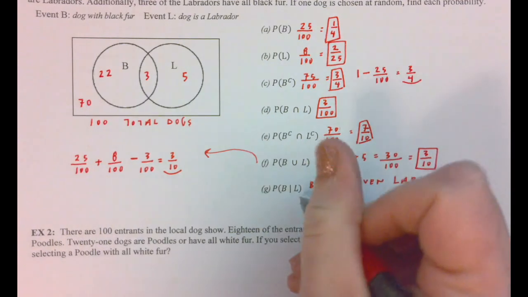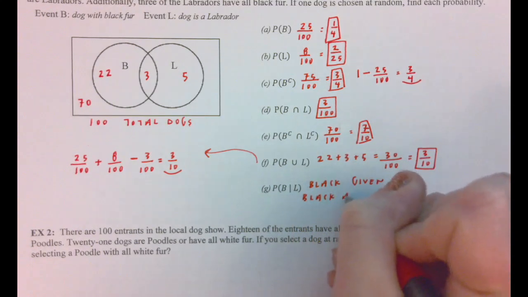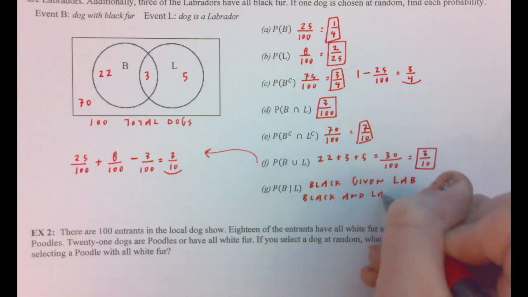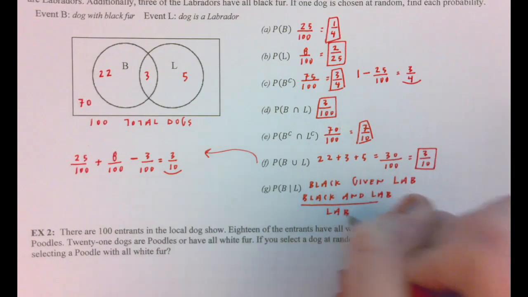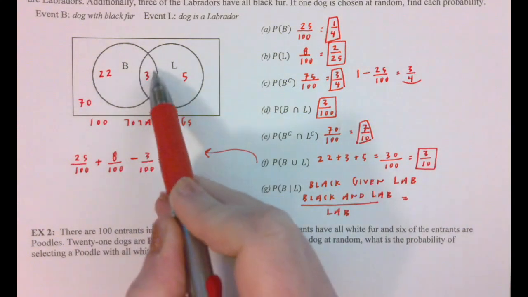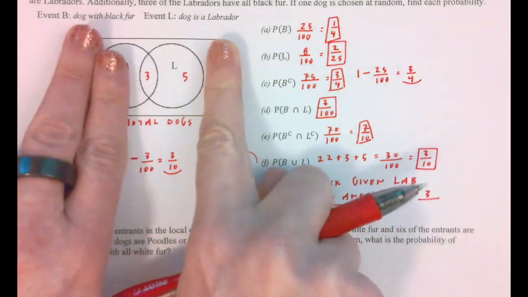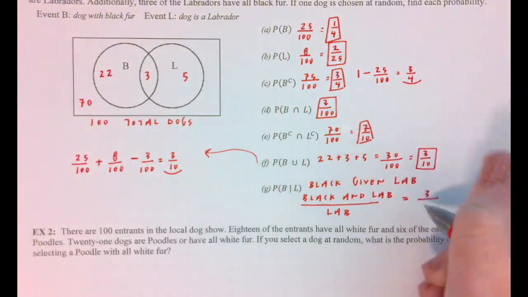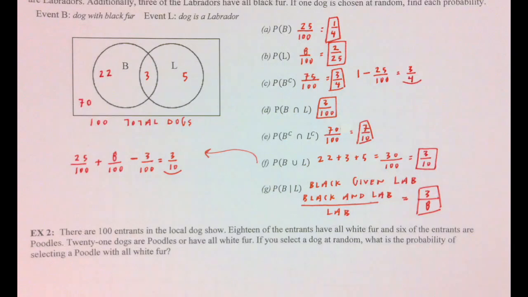So in our structure, this would mean we're looking at black and lab from among our labs. So we're looking at the overlap. We're looking at the 3 out of our total labs, the total 8. So 3 in 8 chance of picking a black dog from among our labs.